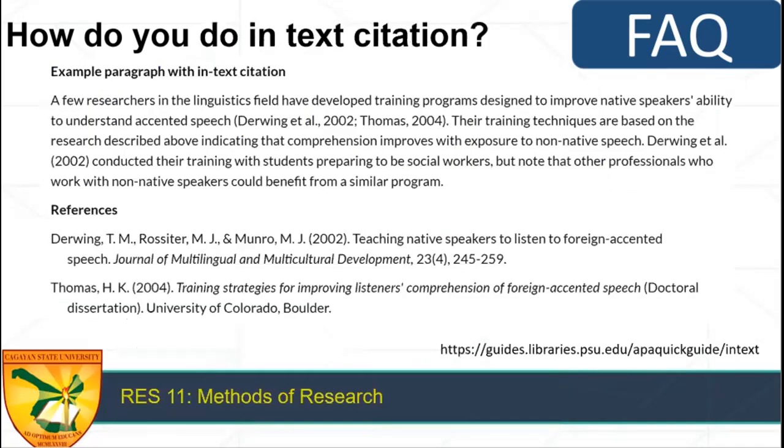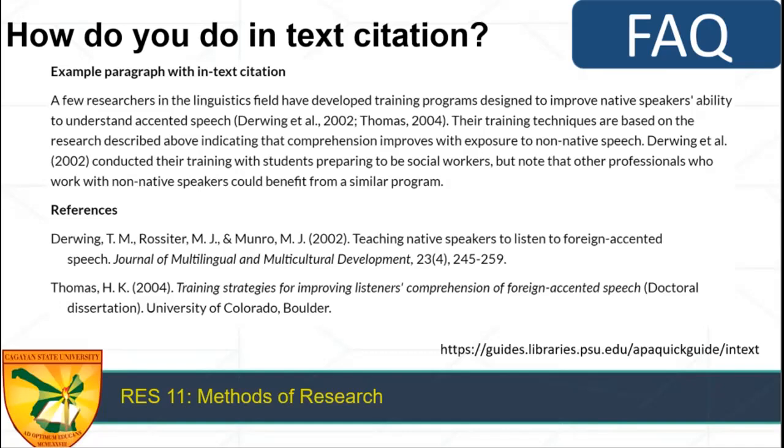Next is how do you do in-text citation? This is the normal error of students. Since we are using APA format here, you need to include an in-text citation when you refer to, summarize, paraphrase, or quote from another source. For every in-text citation in your paper, there must be a corresponding entry in your reference list.